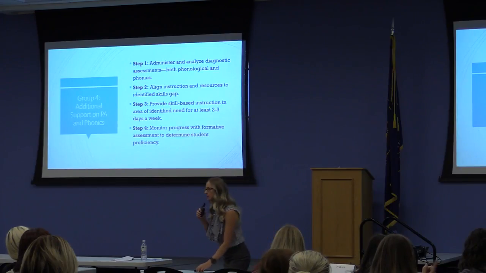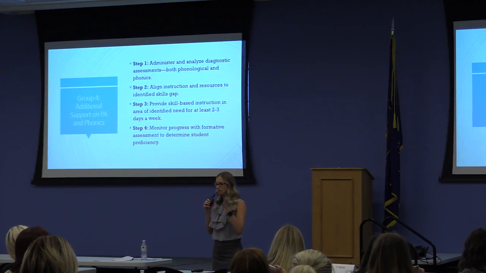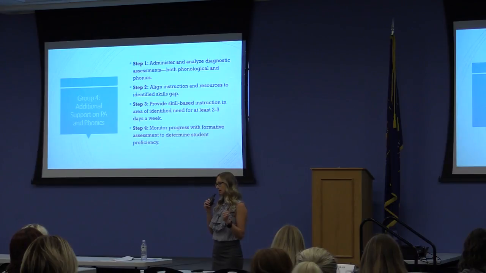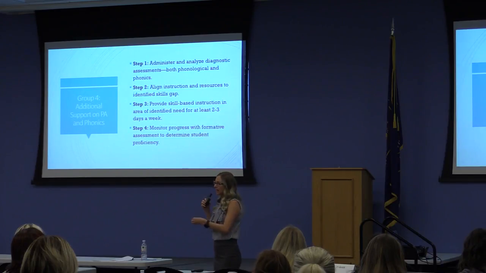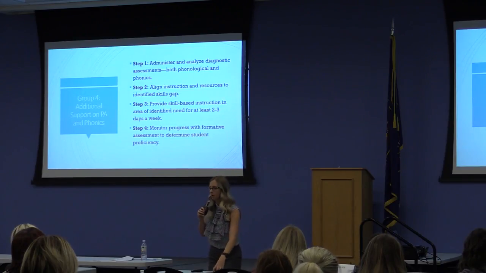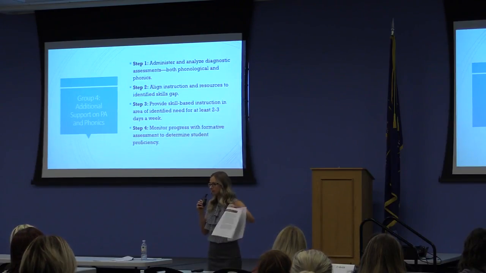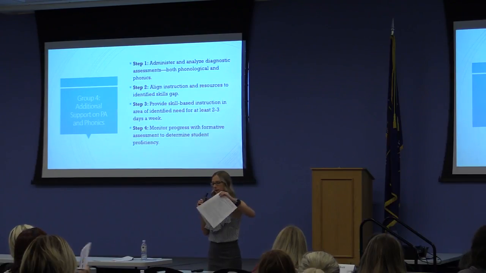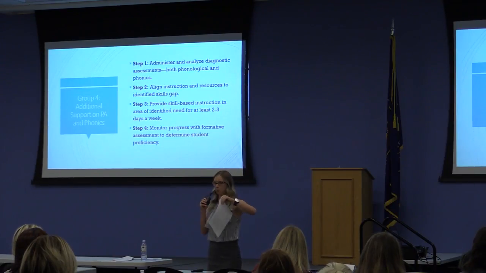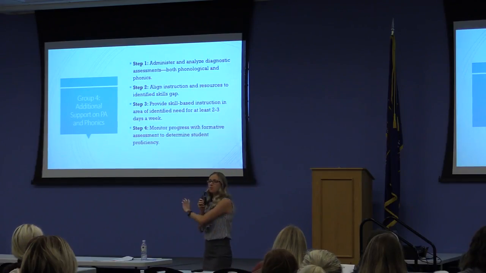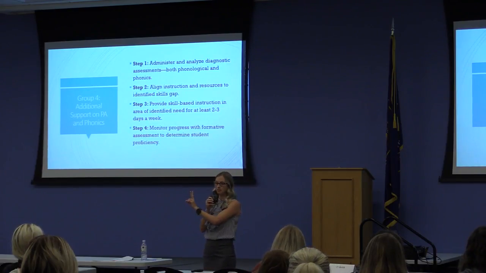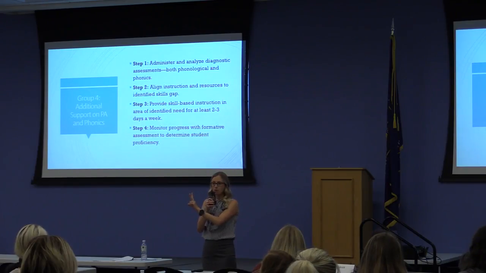So our group four students, these are your students with the most significant needs, right? They have a lot of things going on. They have PA and they have phonics. So if they have PA and phonics holes, are we going to give them one of these, both of these, none of these? What do you think? Both. We would be giving them the QPath and the core phonics survey. So group four is getting 2: QPath and core phonics survey.